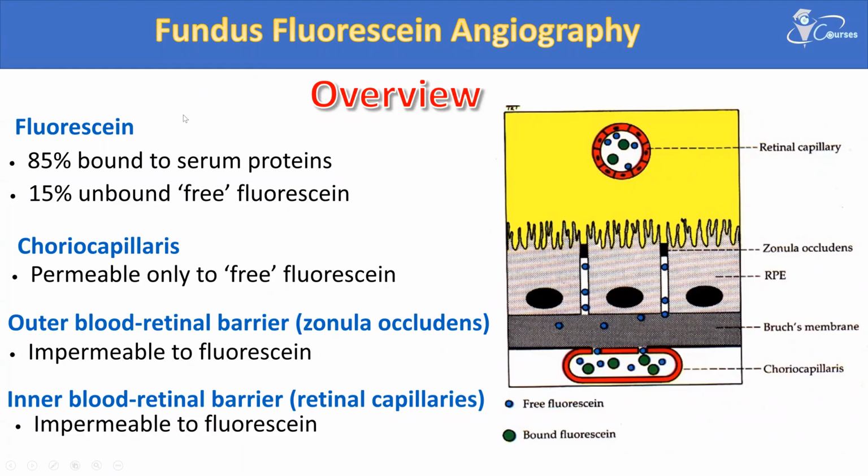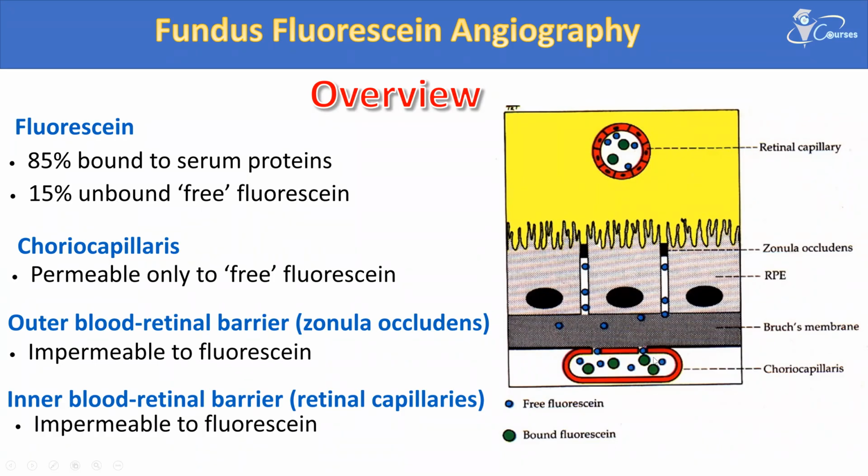It is injected into the cubital vein, and then reaches the systemic circulation until it reaches the ocular circulation. The fluorescein molecule will reach the ocular circulation, starting first with the choriocapillaris. You see here some green and bluish molecules. The bluish ones represent the free fluorescein, while the greenish ones represent the fluorescein bound to the plasma proteins. In the case of fluorescein, 85% is bound to plasma protein, while 15% is free fluorescein.